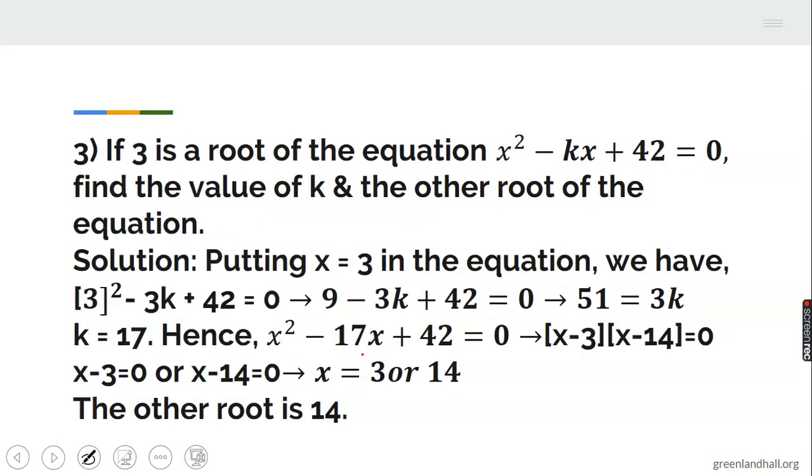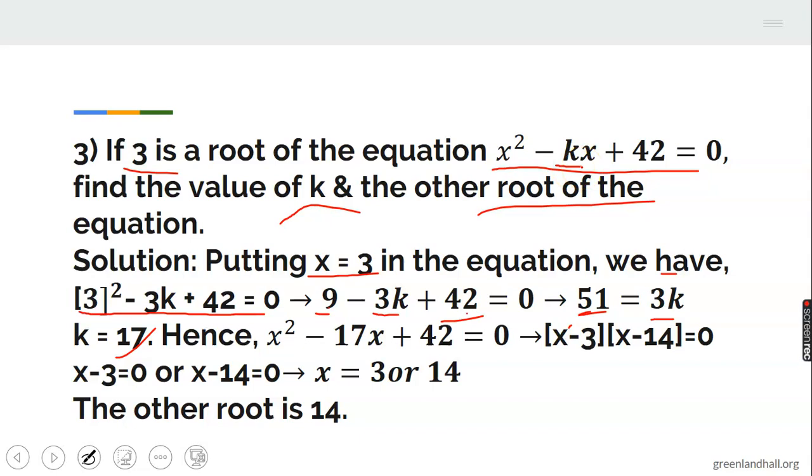Now, this is a very interesting one. You are given that this is a factor of this. You have to find the value of k and the other roots. Now, for us to get the value of k, we put x equals 3. Then you have x squared minus 3k plus 42 equals 0. This will be 9 minus 3k plus 42. Now, taking 3k to this side, you have plus. Then collecting this gives us 51. So 3k equals 51. Divide both sides by 3. k is 17. You now use it to replace k.